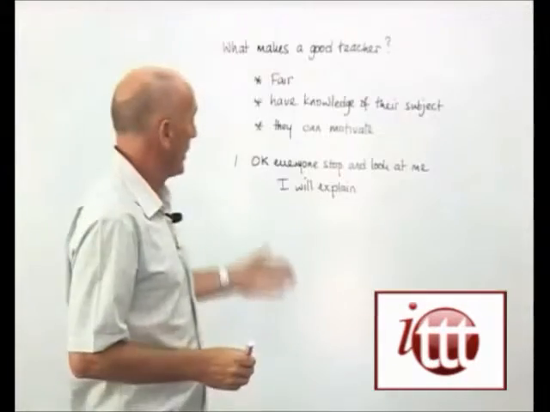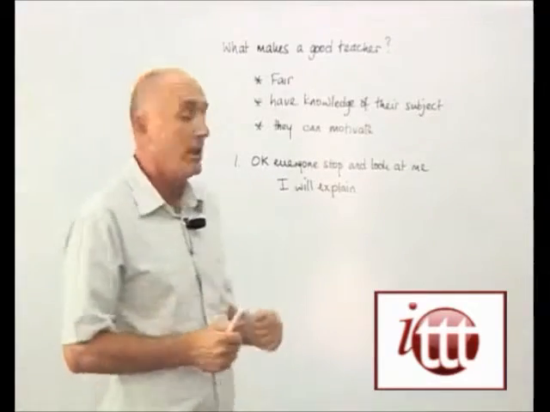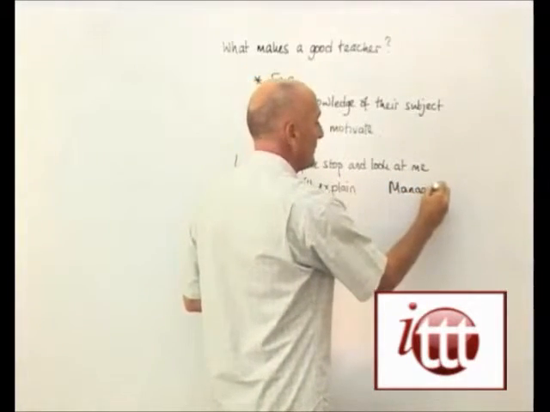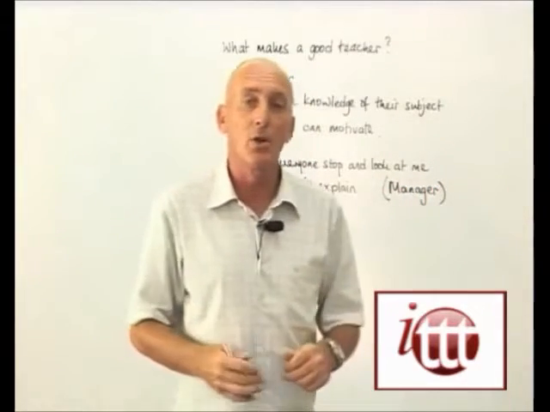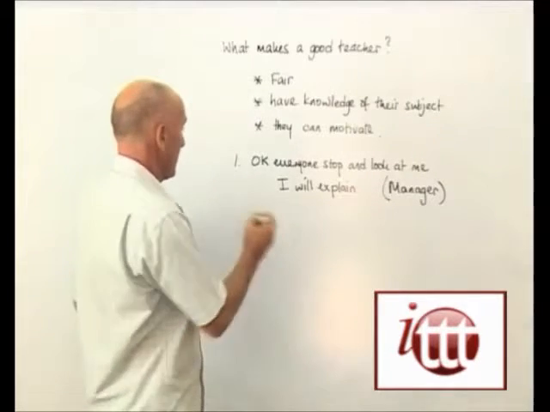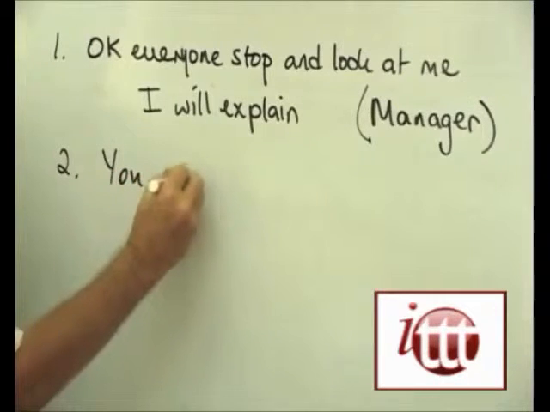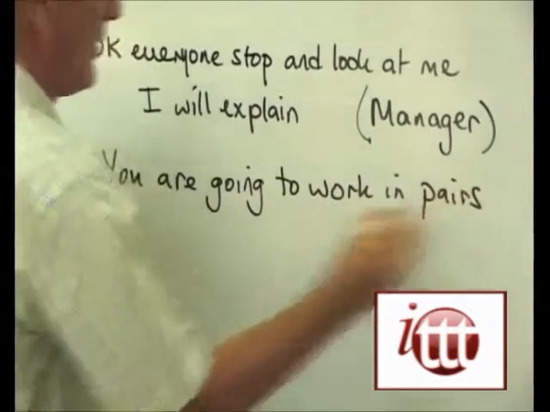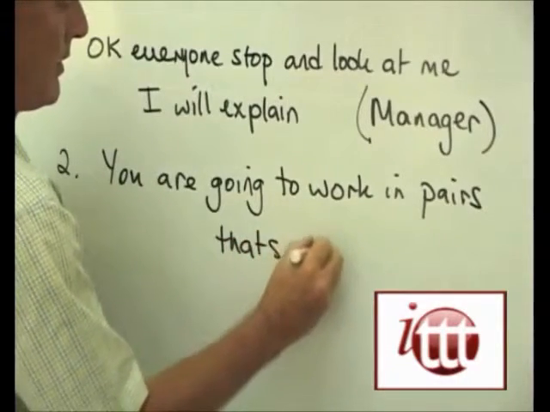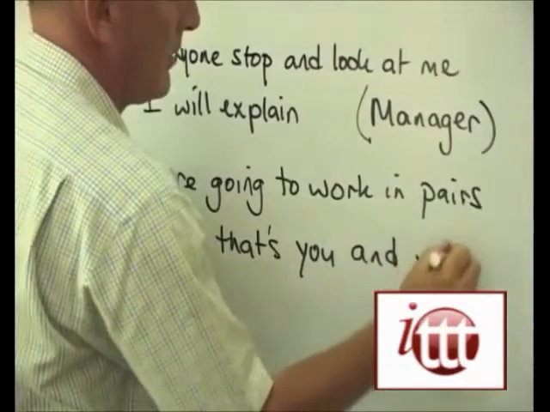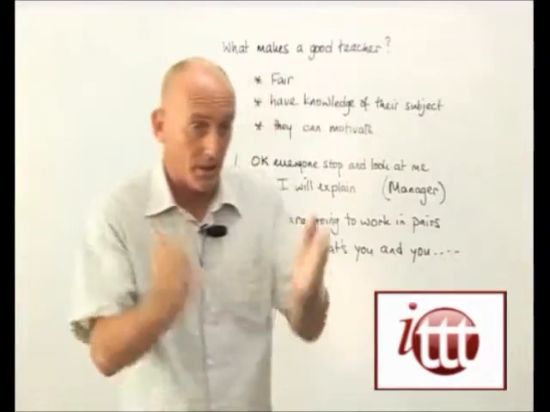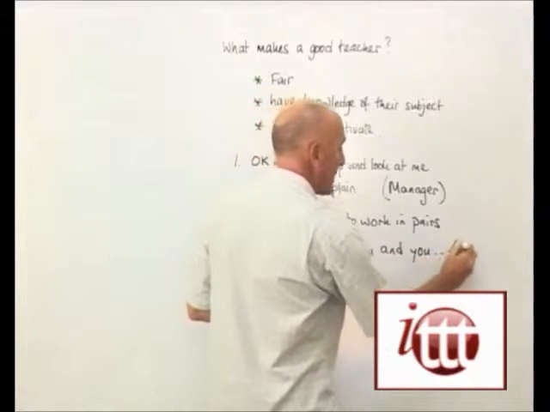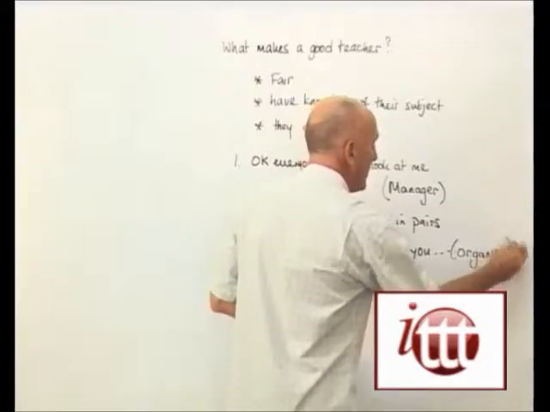So the teacher may say, for example, "Okay, everyone stop and look at me and I will explain." And the role of the teacher at that particular time is that of a manager. So the teacher is actually managing what is going on in the classroom. Second thing that they might say: "Okay, you're going to work in pairs, and that's you, and you, and you, and so on and so forth." So what the teacher is doing at this stage is actually acting as an organiser.